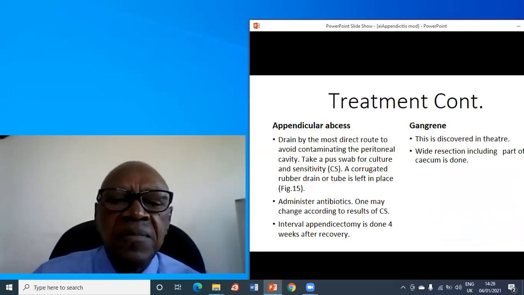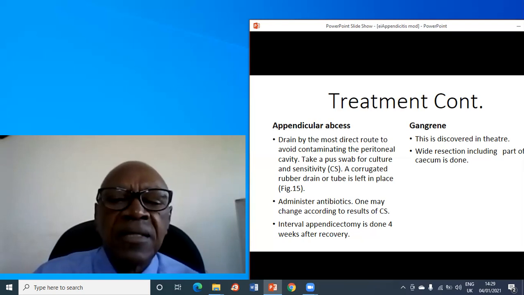Appendicular abscess. Drain by the most direct route to avoid contaminating the peritoneal cavity. Take a pus swab for culture and sensitivity, and a corrugated rubber drain or tube is left in place. Administer antibiotics. One may change according to results of culture and sensitivity. Interval appendicectomy is done 4 weeks after recovery.